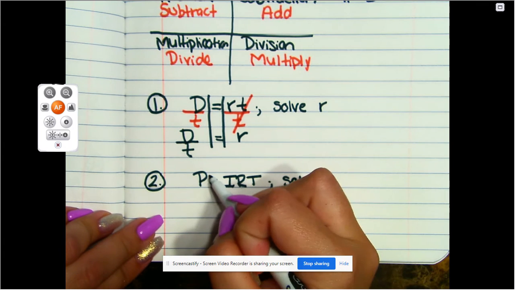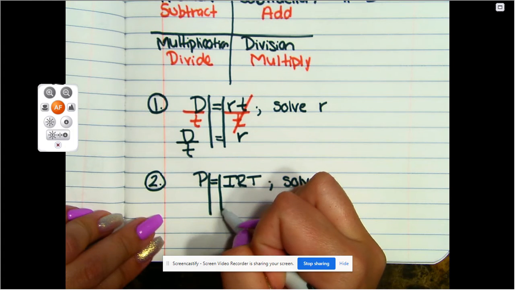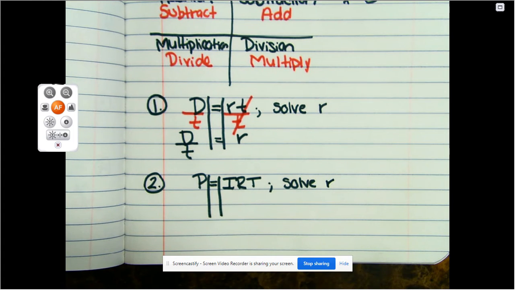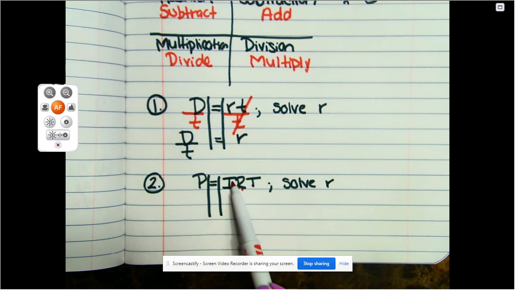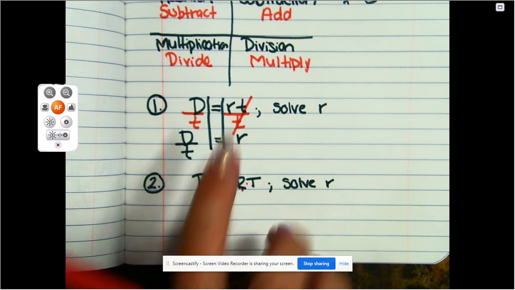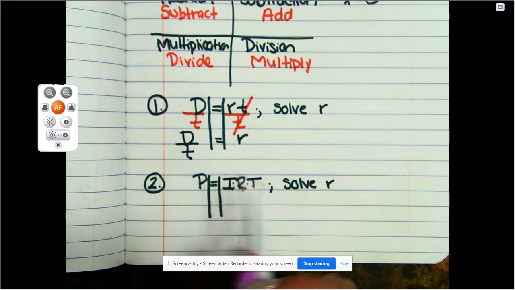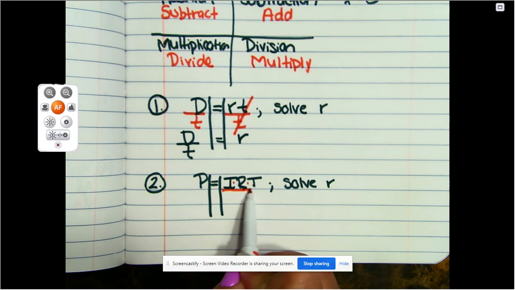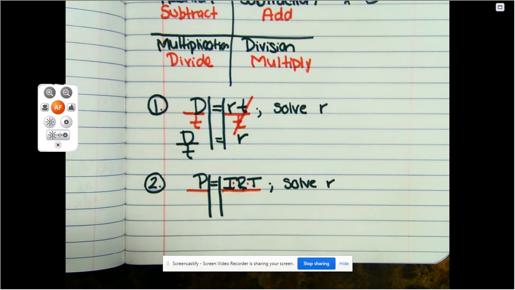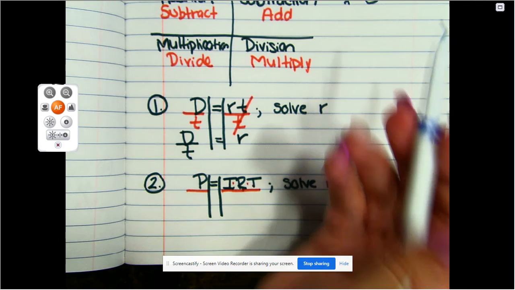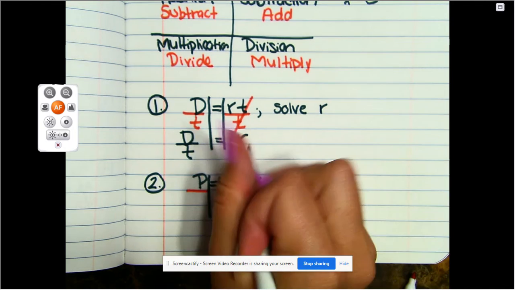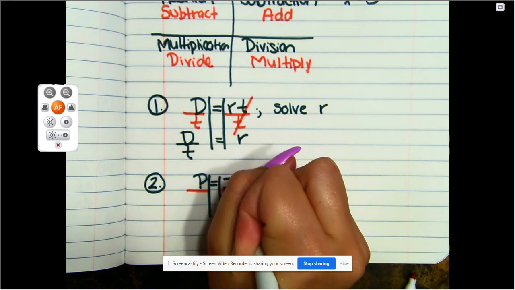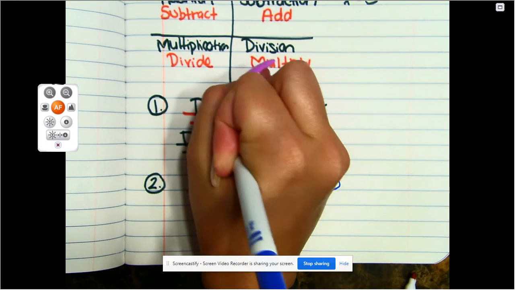Before we freak out, put the barrier around the equal sign, and then let's look at what operations we have. Because we're solving for R, we're trying to get R by itself. What is holding I and T to R? Multiplication is. So what is the opposite of multiplying? Dividing. So we are going to do the operation of dividing to undo this on both sides, and we want to isolate, or solve for R.